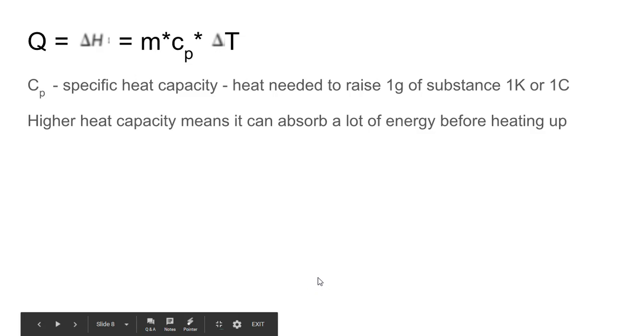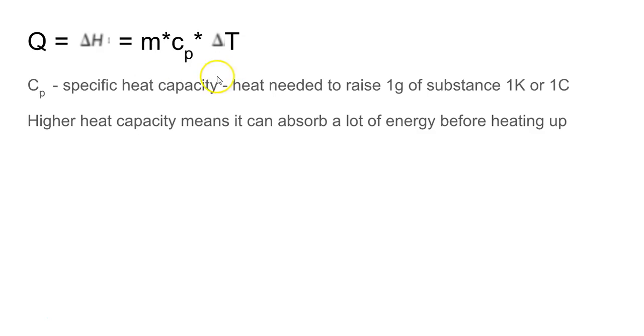And the calculations that we can do with this calorimetry experiment come from this equation. mcΔT is equal to the change in enthalpy, or Q. Now, this variable right here, c, is the specific heat capacity. It's the heat needed to raise 1 gram of substance 1 Kelvin, or 1 Celsius.